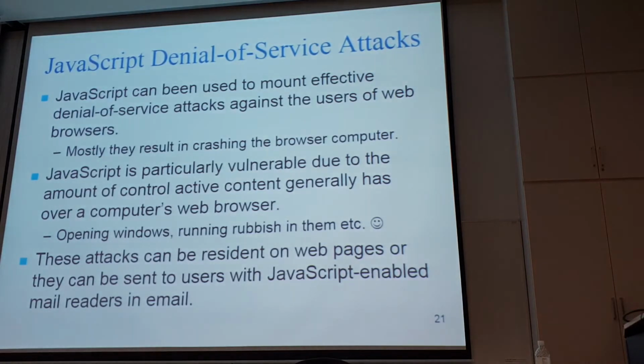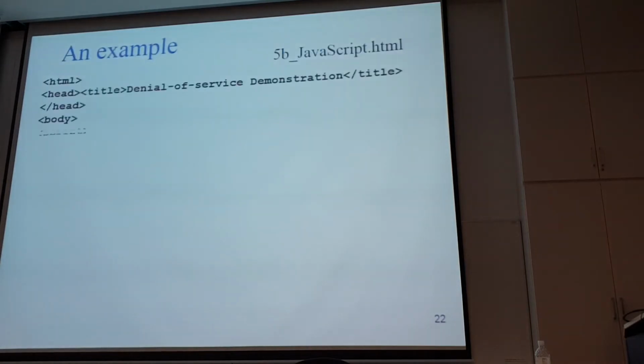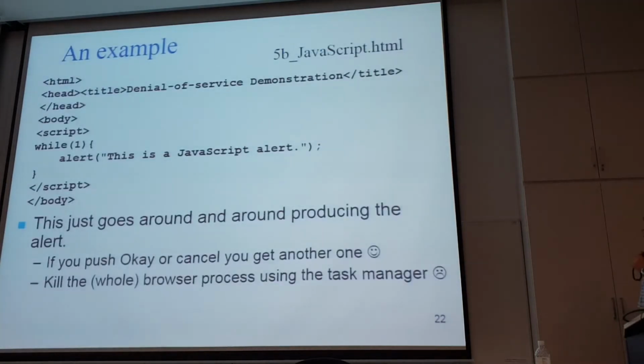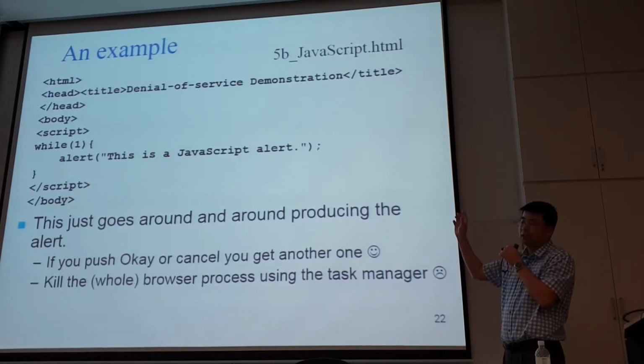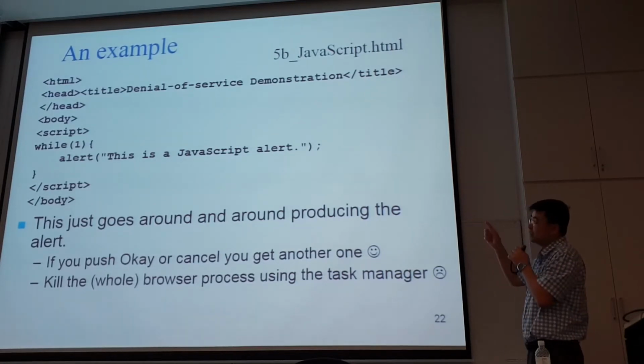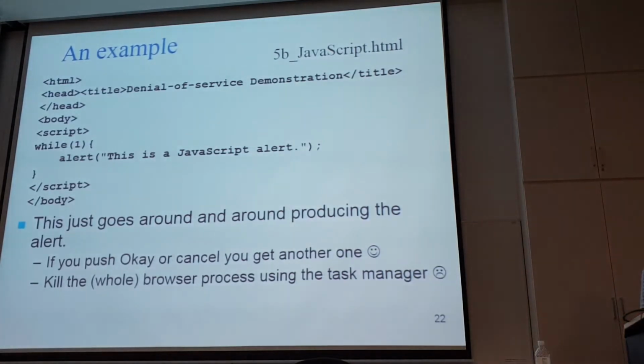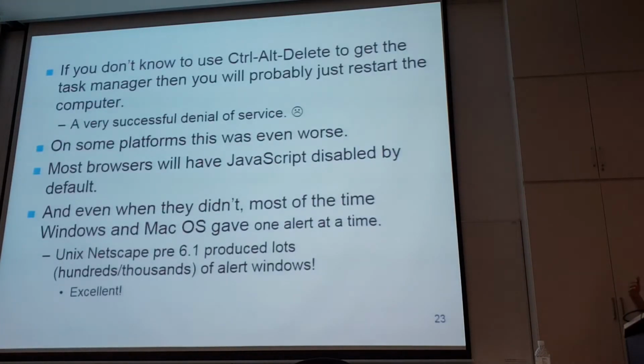Right, so we will look at some similar scenario later when we look at malware. This is one simple JavaScript file. If you have such a web page and you run it, there is an infinite loop inside. It will continuously produce this alert. If you click OK or cancel, you get a new one. So what you need to do is press Control Alt Delete and then kill the browser.